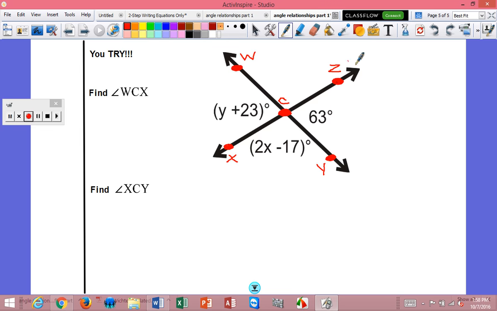Okay, now it is time for you to try. So you're going to find angle WCX. So keep in mind with the angle WCX, that would be like this angle right here. And then you're going to find the angle measure for XCY. So you would start here at X, and then go to C, and then go to Y, and you're solving for that angle measure as well.